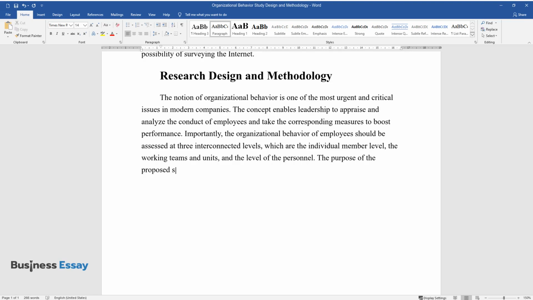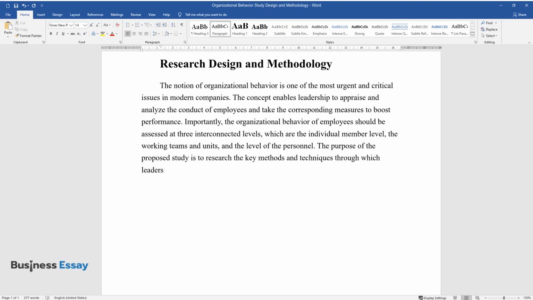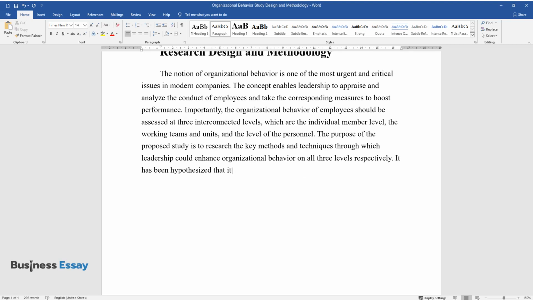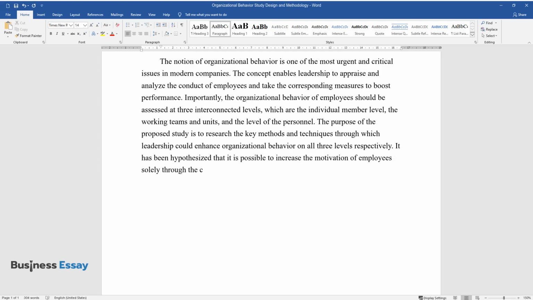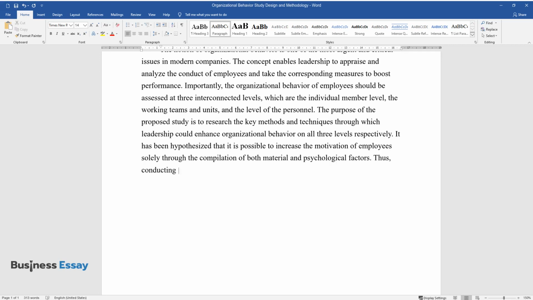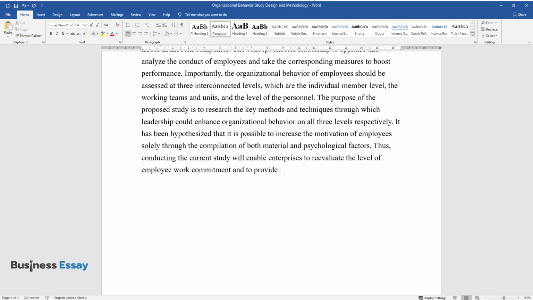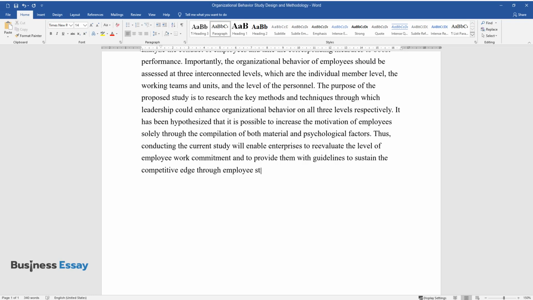The purpose of the proposed study is to research the key methods and techniques through which leadership could enhance organizational behavior on all three levels respectively. It has been hypothesized that it is possible to increase the motivation of employees solely through the compilation of both material and psychological factors. Thus, conducting the current study will enable enterprises to reevaluate the level of employee work commitment and to provide them with guidelines to sustain the competitive edge through employee stimulation.